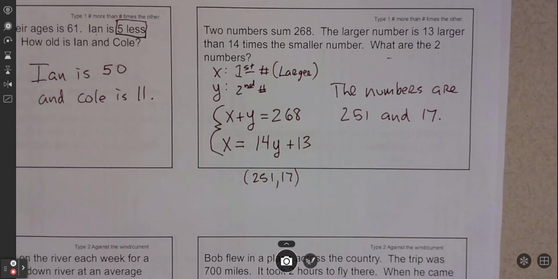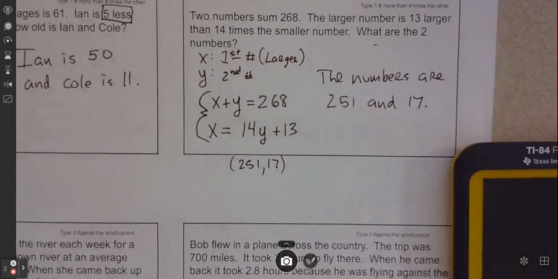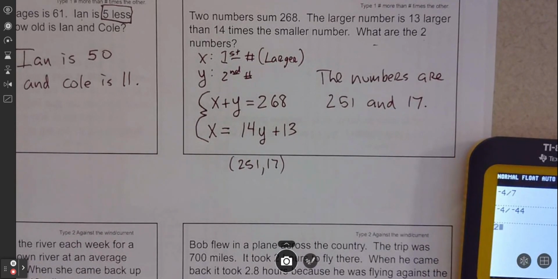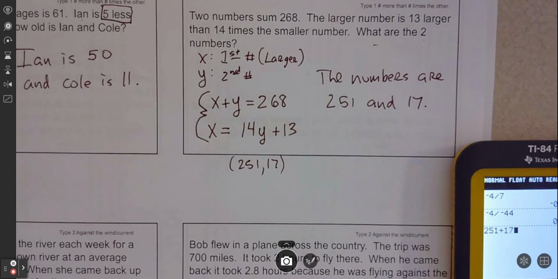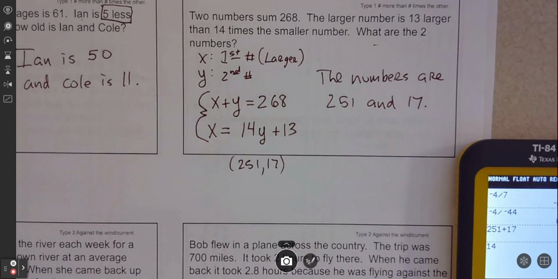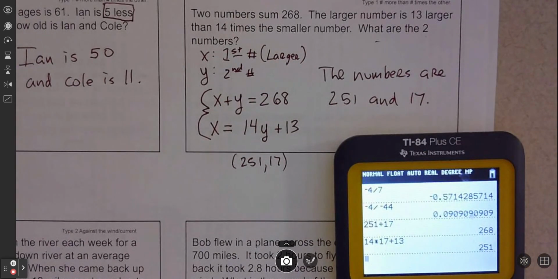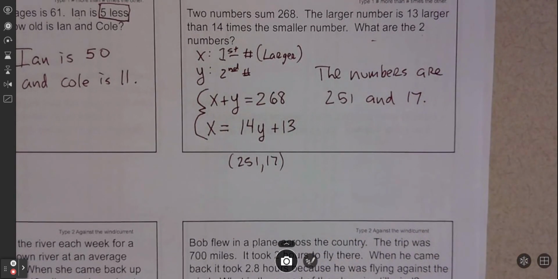And I don't know about you, but that's a super easy check. If this is a test, I can go 251 plus 17. Does that give me 268? It does. If I do 14 times the smaller plus 13, does it give me the other one? It does. So that's a pretty easy, quick check. Those are the type where one number is bigger than the other or something like that. That's what I call those.